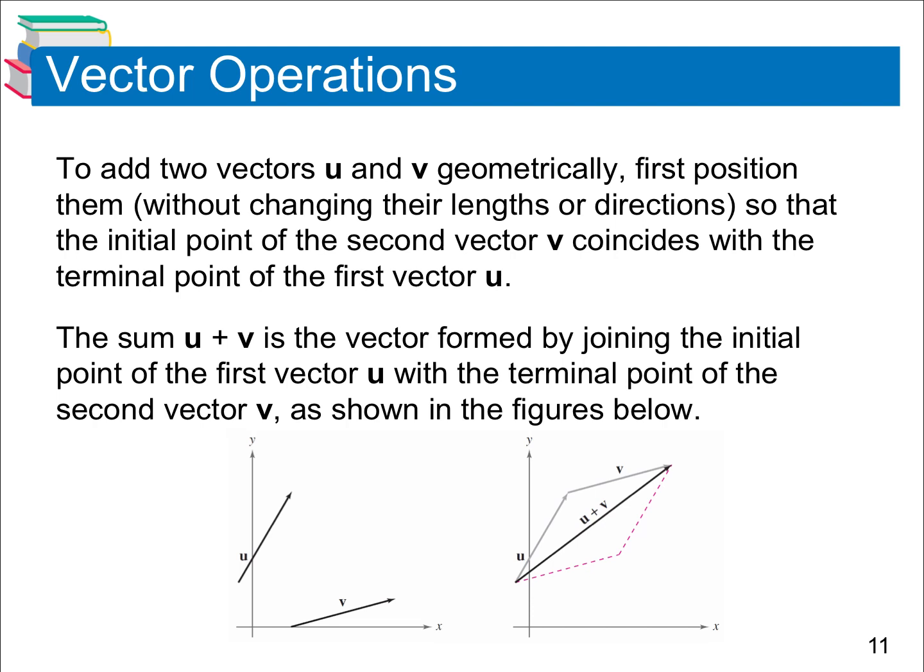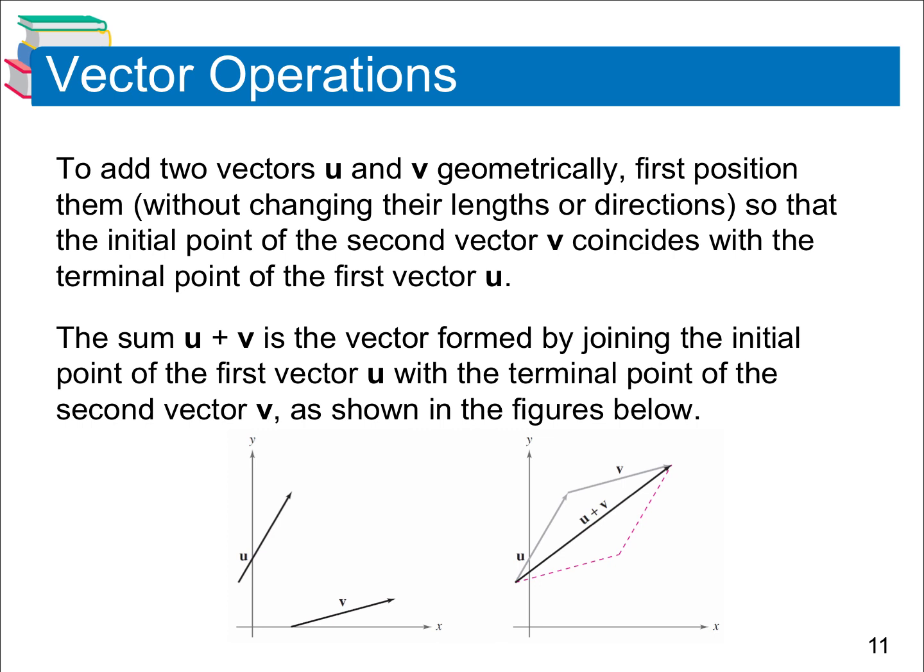All right, so when you are talking, I know this is on your WebAssign. You guys are not going to do this on your test, but when you're talking about what vector operations look like when you add them together geometrically, like on a graph, the way that you would do that, when you're adding, it says the vector is formed by joining the initial point of the first vector with the terminal point of the second.